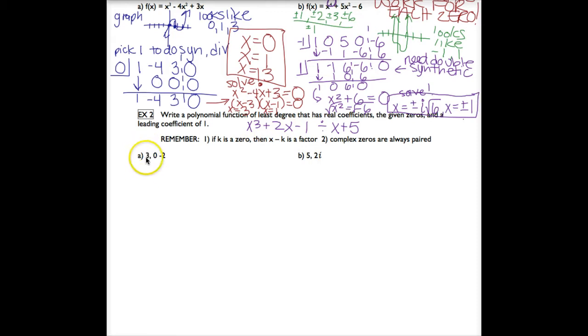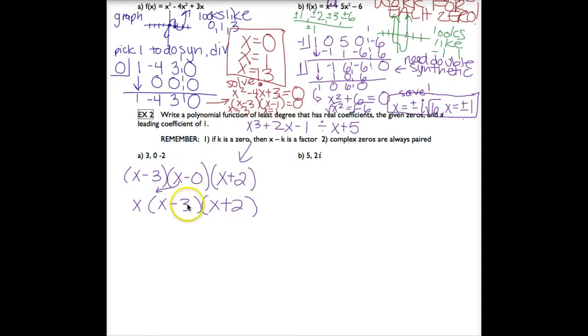If 3 is a 0, that means x minus 3 has to be a factor. So I'm going to write that. X minus 3 is my first factor. My second factor is x minus 0. And my third factor is x minus negative 2. Remember that minus negatives become pluses. So I used that important reminder to write this together. Now, x minus 0 is just x. So we're going to rewrite this, x times x minus 3 times x plus 2, because that's more simple.